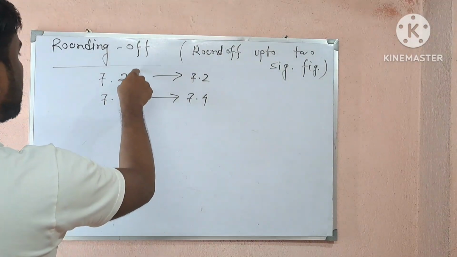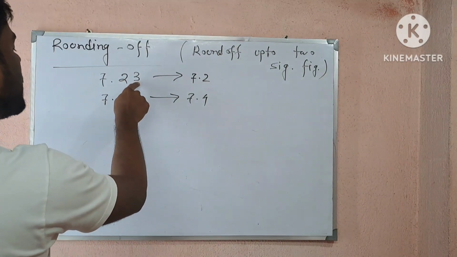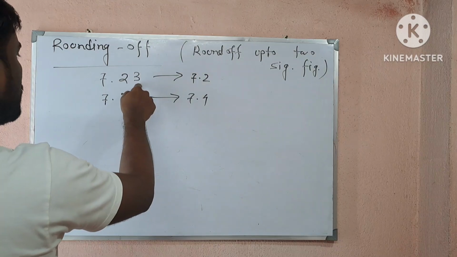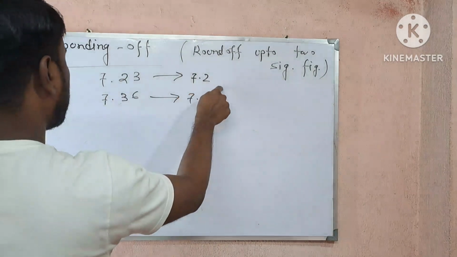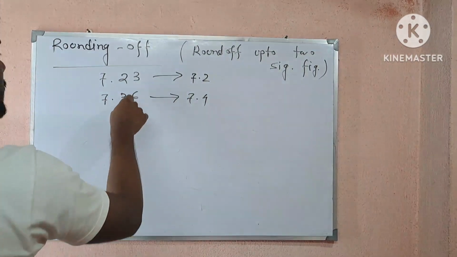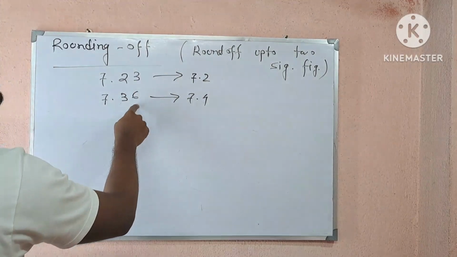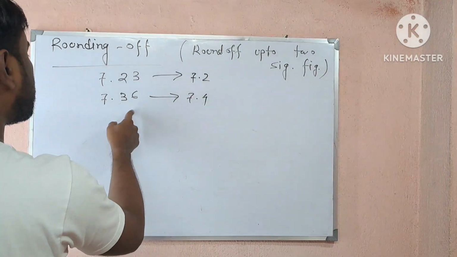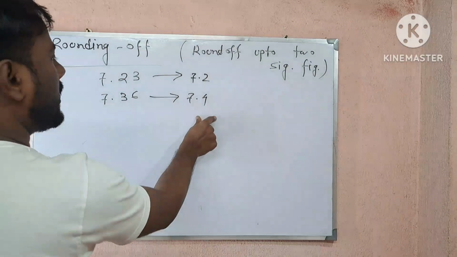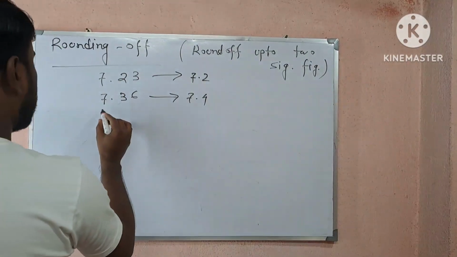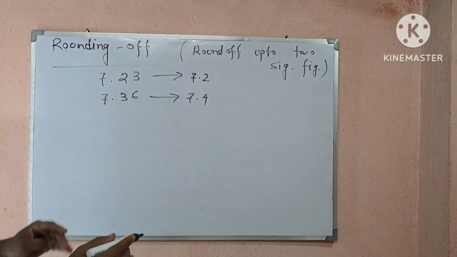So we are looking at this 3. This 3 is less than 5. That is why the 2 will stay as it is, 7.2. But here we are looking at this 6. This 6 is greater than 5. That is why we have to increase this 3 by 1 unit. So the value will be 7.4, as we know from our junior classes.